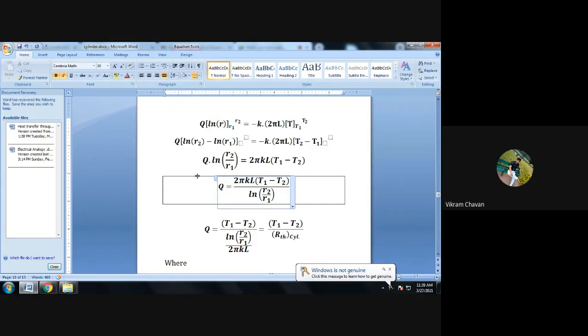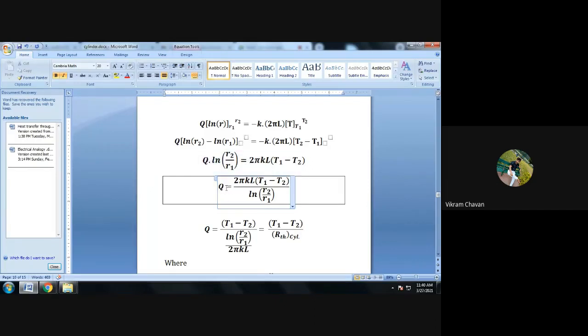Now this equation will provide you the heat transfer rate. This is how we have determined Q for the cylinder: 2 pi kl into bracket t1 minus t2 whole divided by ln of r2 divided by r1. It is an important formula in the sense of your examination and also your GATE examination. Now we want to determine the thermal resistance for the heat transfer.